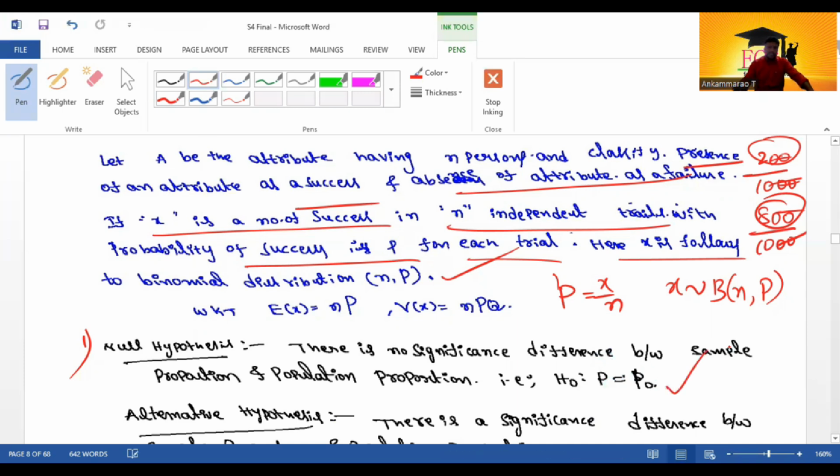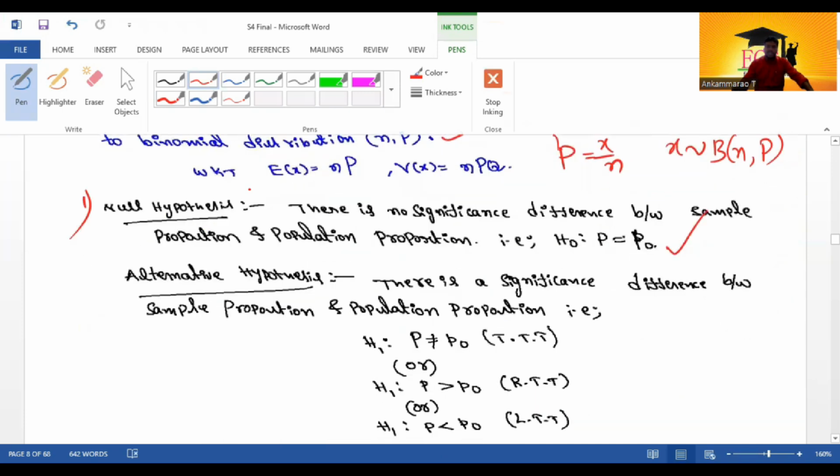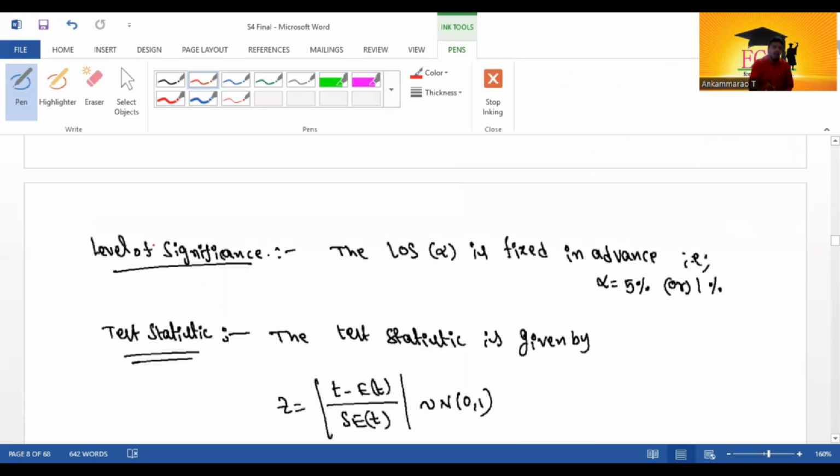Next, the second one is the alternative hypothesis. There is a significant difference between the sample proportion and the population proportion. That is H1: P not equal to P0, or H1: P greater than P0, or H1: P less than P0. It is the second step. The third step is the level of significance alpha. The alpha is fixed in advance, that is 5% or 1%.